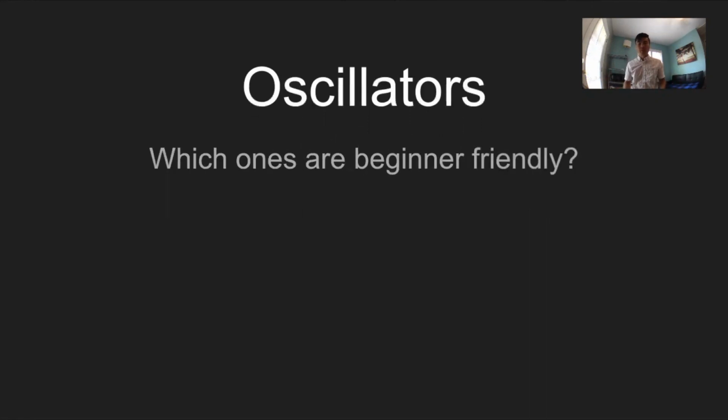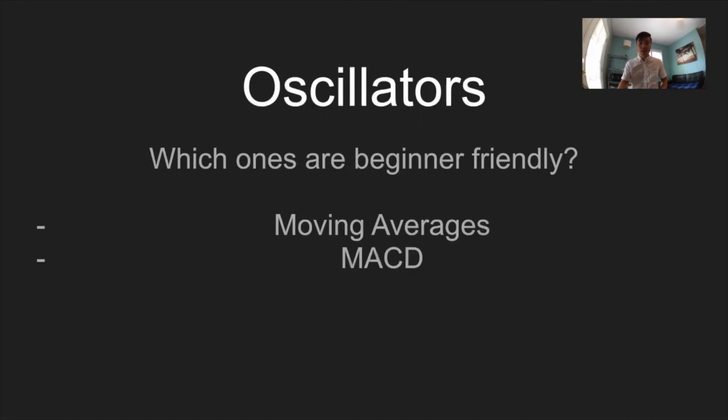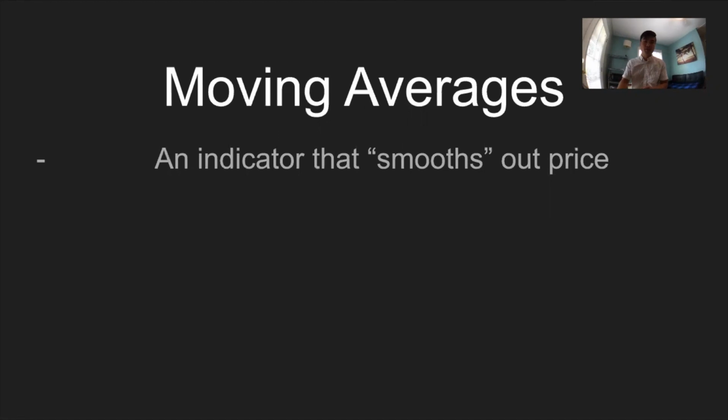Which ones are beginner friendly? It's kind of funny, most oscillators are very, very beginner friendly, then there's a couple that are not. So I'm gonna cover a few oscillators that are very beginner friendly. These are the ones that I personally used 3 years ago when I was first getting started. We have moving averages, MACD, and Stochastic. These are the 3 I'm gonna go over today. And I'm gonna show you how you can use these 3 oscillators together to enter some trades. All right, so moving averages, it's an indicator that smooths out price. It's considered a lagging indicator, which means the data it shows is slightly delayed. So that's both a good and bad thing.